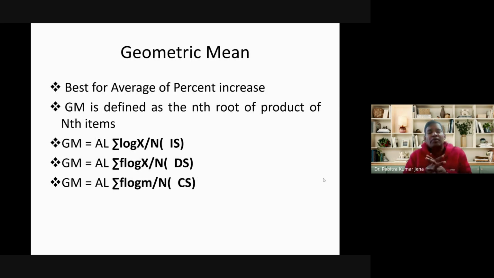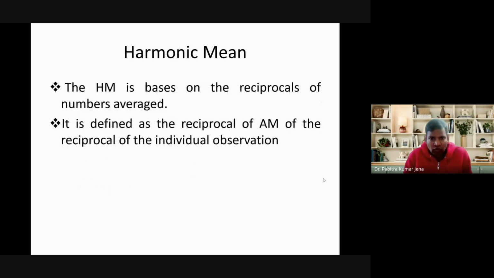Then the fourth type of measure of central tendency is the best for the average of percentage increase. So GM is used when there is percentage increase, so you use the geometric mean. It is defined as the nth root of the product of the n items. There also you can use the individual series, discrete series, continuous series. With these methods you can calculate.